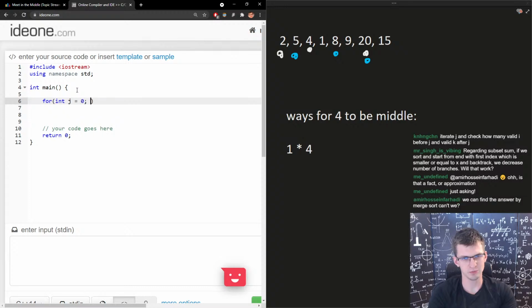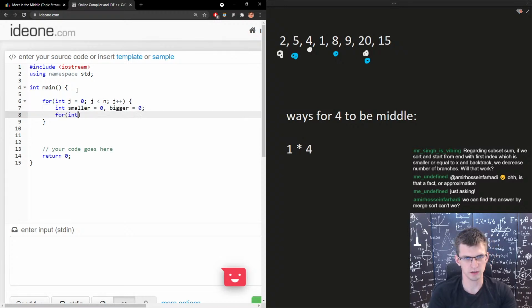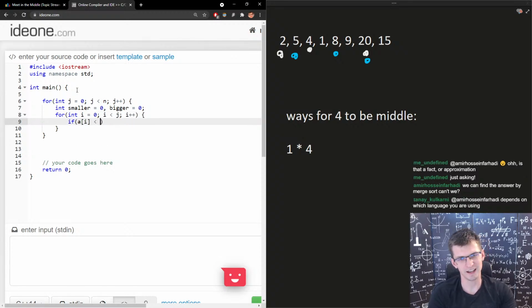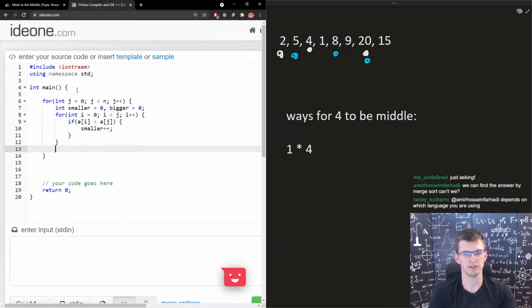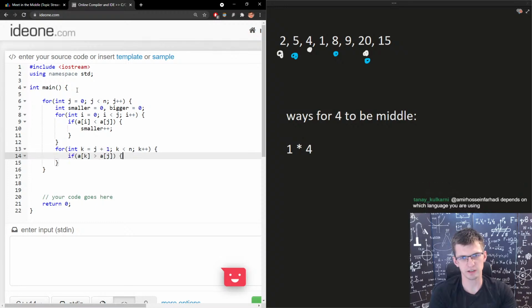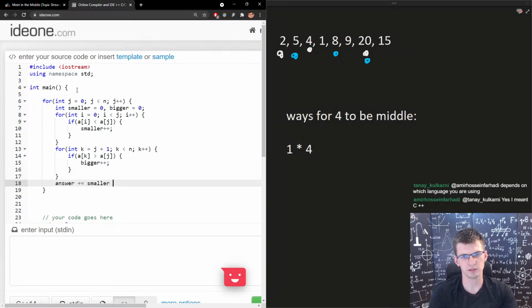for every j, being the middle out of 3 elements i, j, k, I want to count smaller elements on the left and bigger elements on the right. For every i smaller than j, so on the left, if a[i] is smaller than a[j], then smaller plus plus. Similarly, iterate to the right, starting from j plus 1. I will call it k because it will be easier to understand what's going on. k smaller than n, k plus plus. If that element is greater than a[j], then bigger plus plus. And then answer plus equals smaller times bigger.